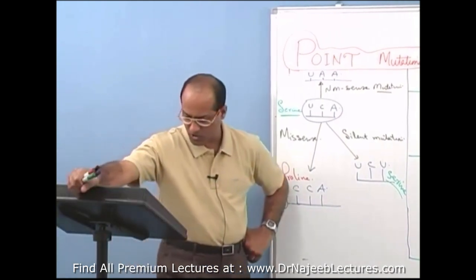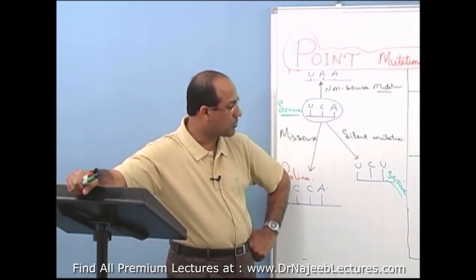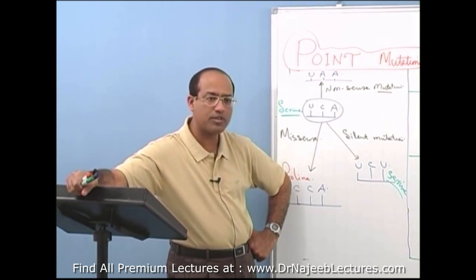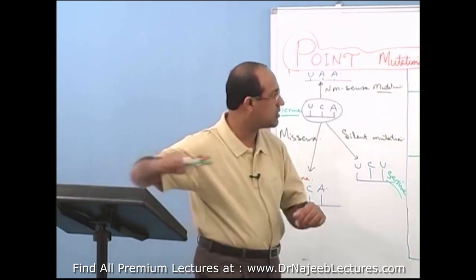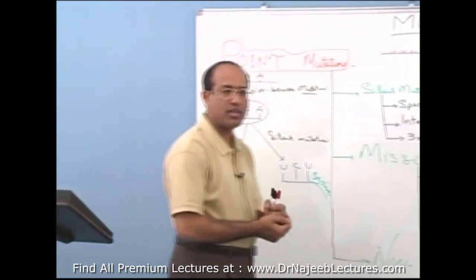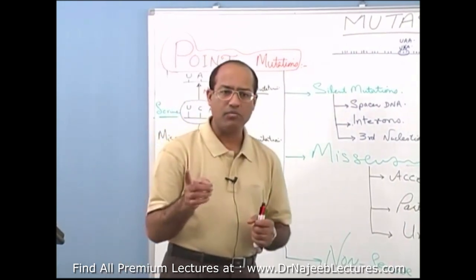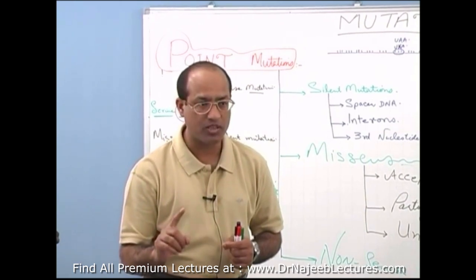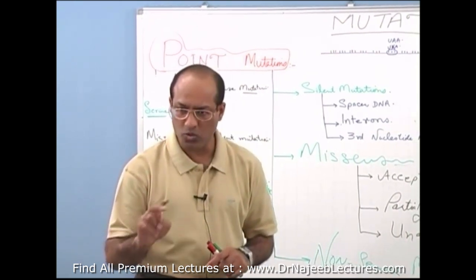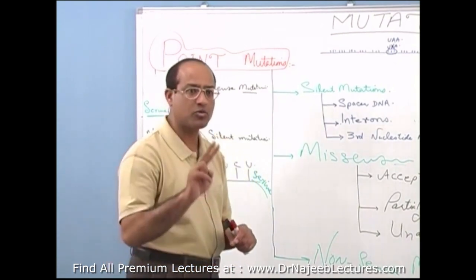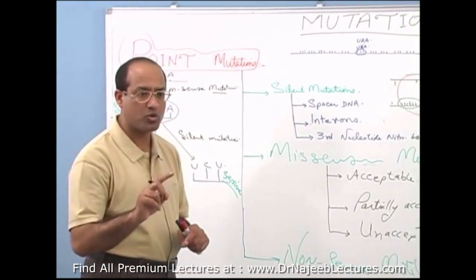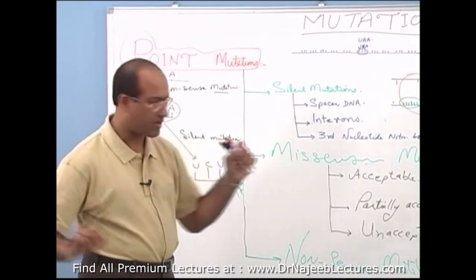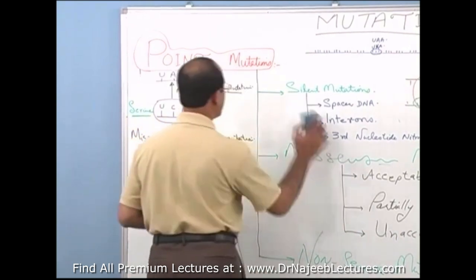After this nonsense mutation, we'll come to one more type of mutation, which is called frame shift mutation, right? Now let's go to frame shift mutation. A frame shift mutation may be due to one nucleotide alteration, in which case it should be considered a point mutation, or it may be due to two nucleotide alteration, right? One or two nucleotides are unduly inserted or deleted from the genomic set. Let me explain what is frame shift mutation.